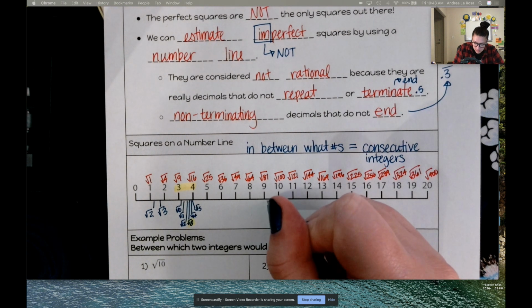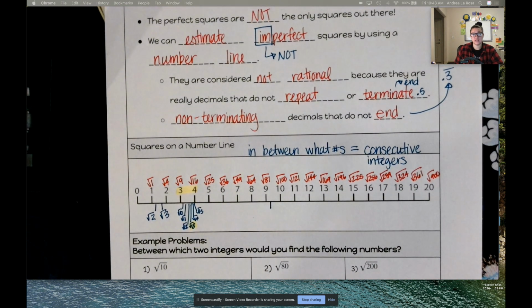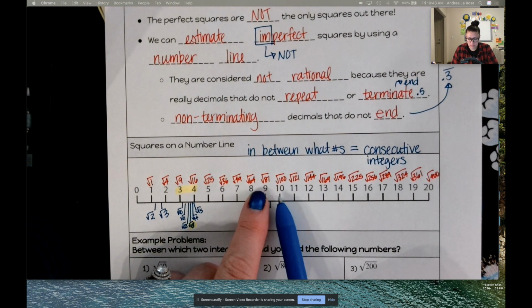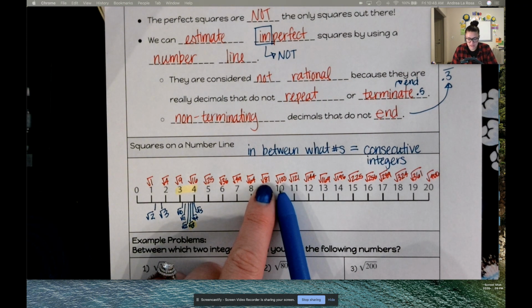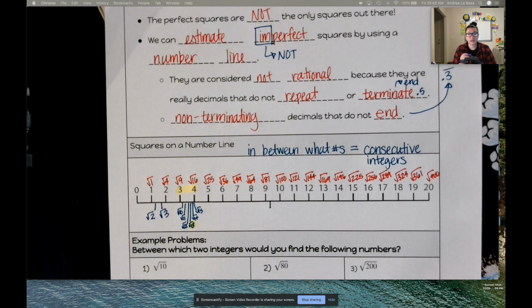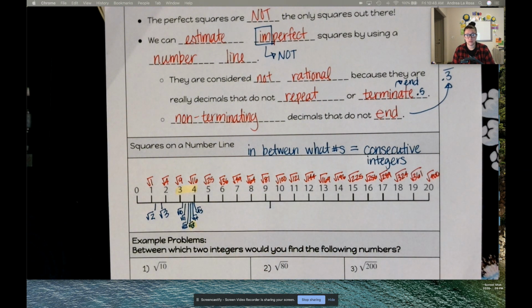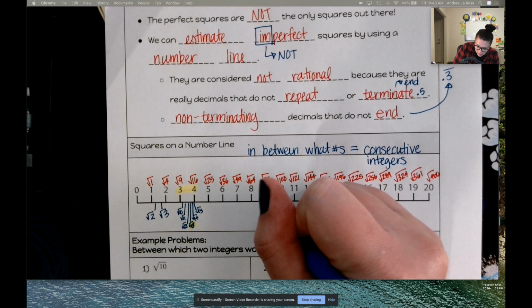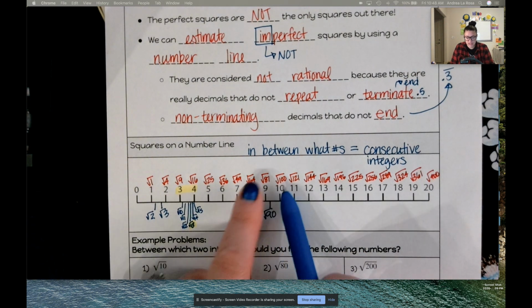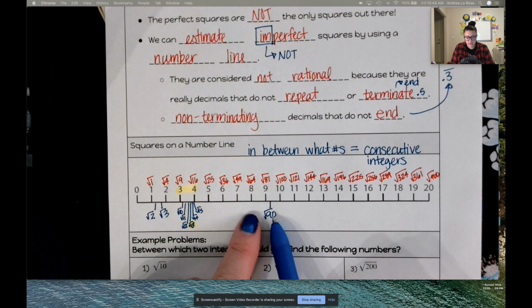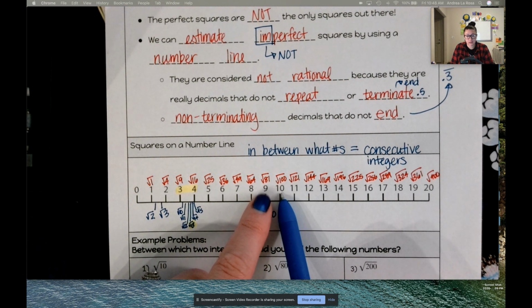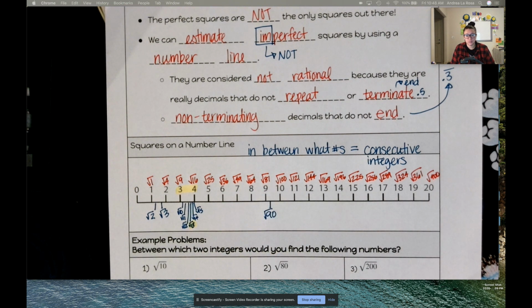Somebody tell me a square root that would be between 9 and 10. If my square root's between 9 and 10, that means it needs to be between the square root of 81 and the square root of 100. So go ahead and put in the chat some square roots that would be between 81 and 100. An example would be the square root of 90, because 90 is between 81 and 100, so that means the square root of 90 is between 9 and 10.